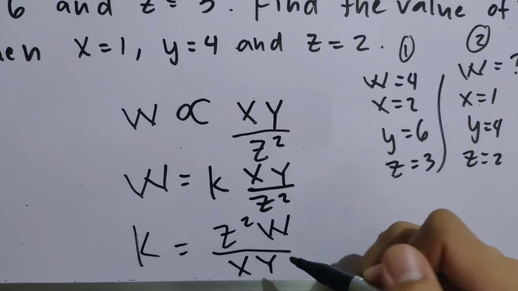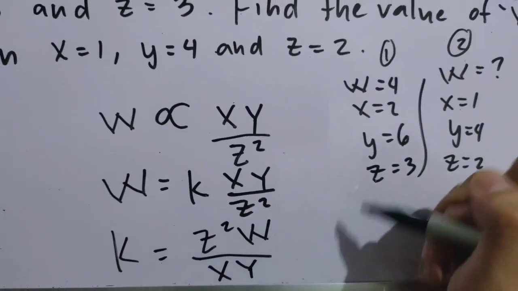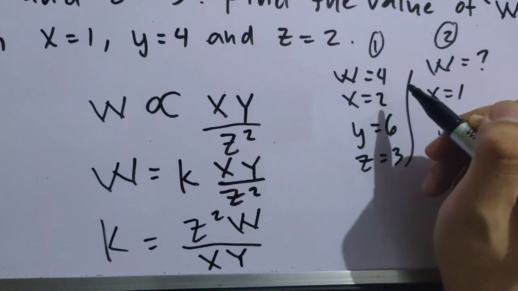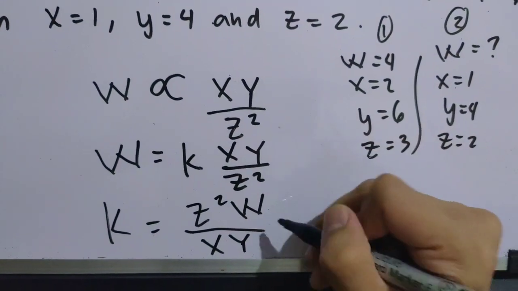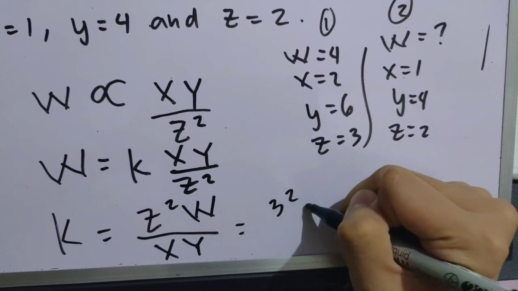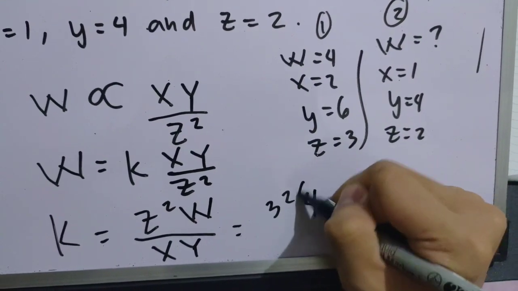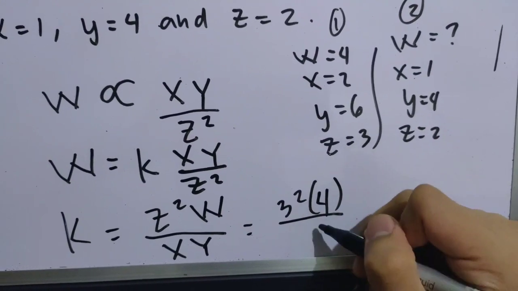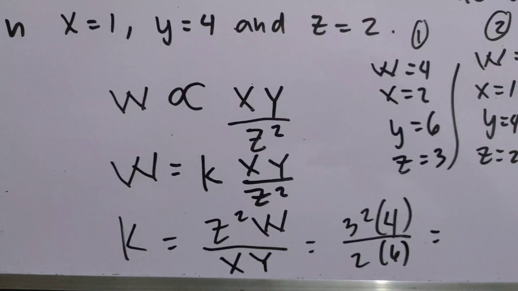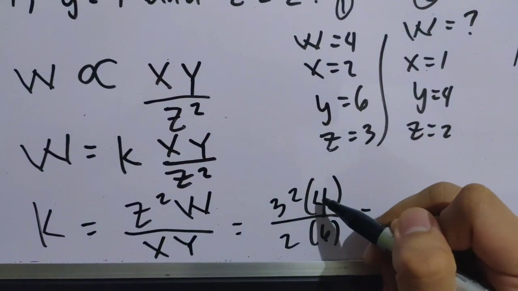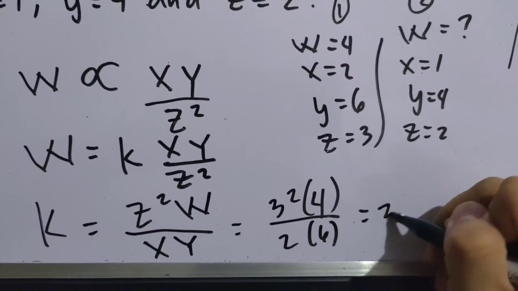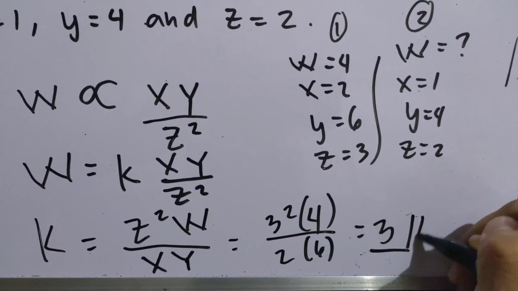So ito yung equation natin. Masasolve natin yung k using yung first condition natin, dahil meron tayong mga values ng W, x, y, and z. So, k is equal to z squared, 3 squared times W, divided by xy, 2 times 6. So, yung value ng k natin is equal to 9 times 4, 36, divided by 12, which is 3. So, meron na tayong value ng k.